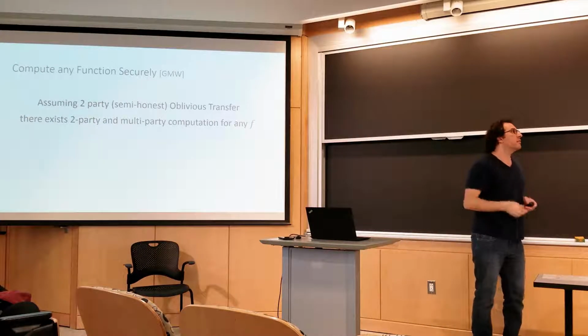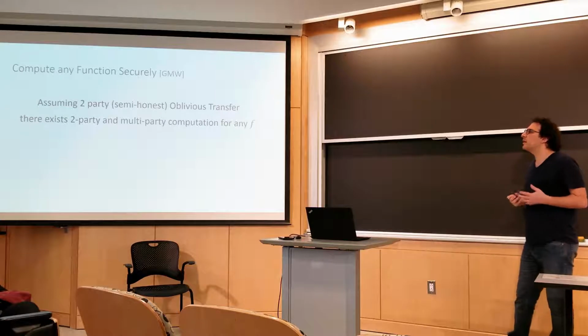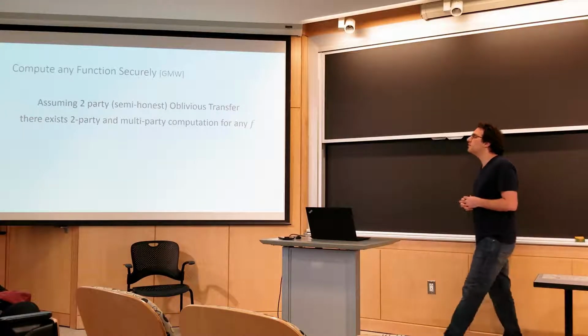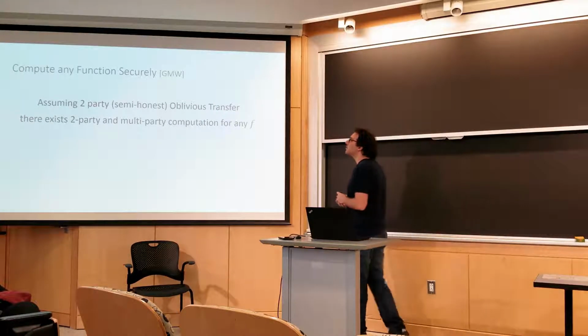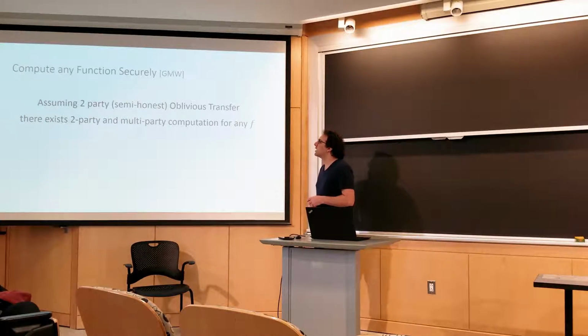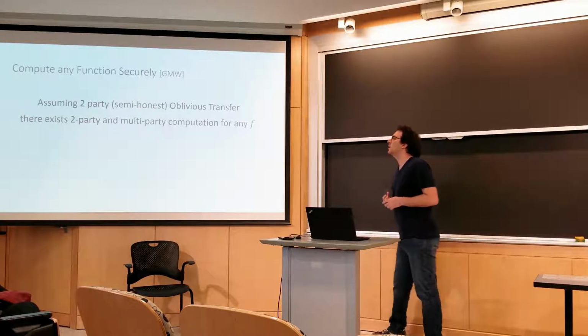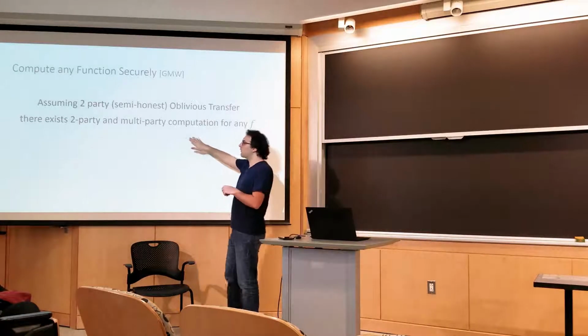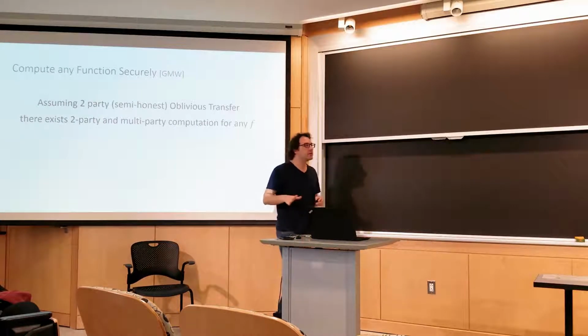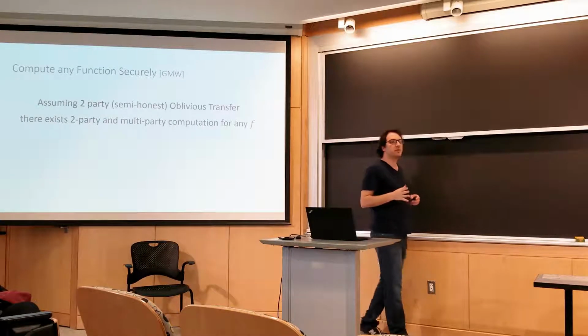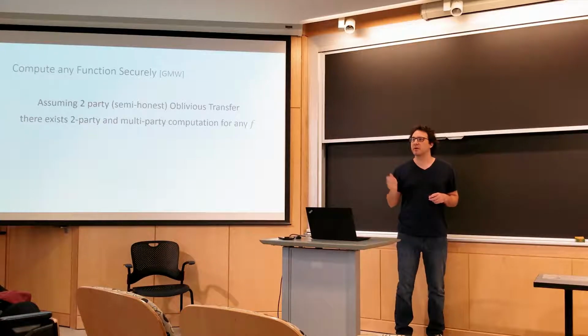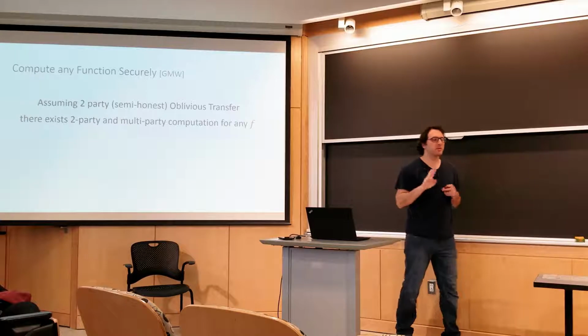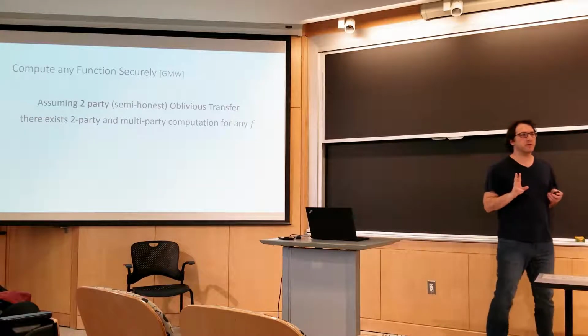So this wonderful GMW theorem says that if we have this tool called oblivious transfer, a two-party protocol with semi-honest security, we can turn it into a two-party protocol that computes any function f. In fact, we can even get a protocol for multi-parties. So did you talk about GMW for two parties or for multi-party? Do you remember? Two parties? Okay, did you mention anything about extending this protocol for multi-party?